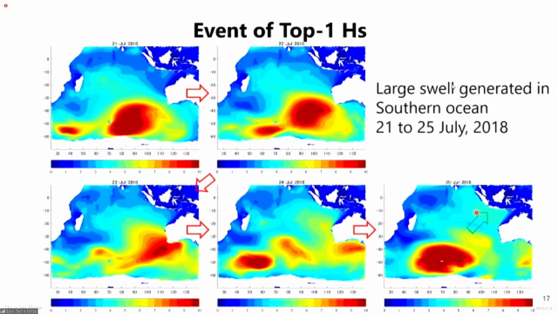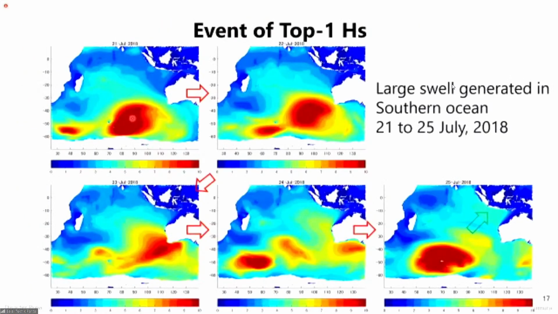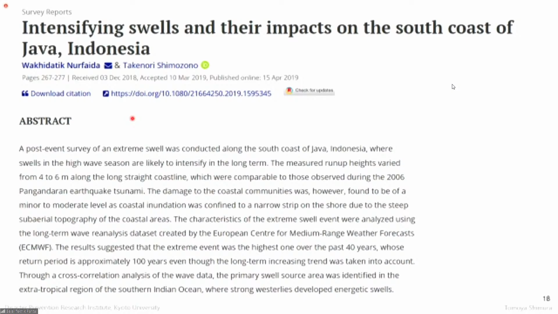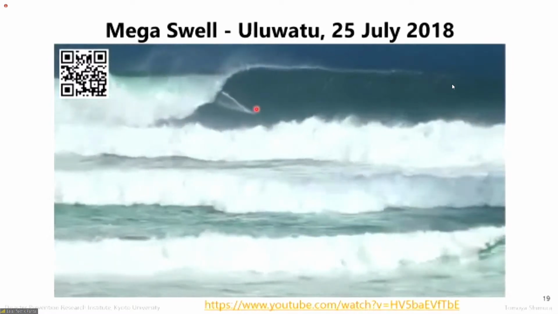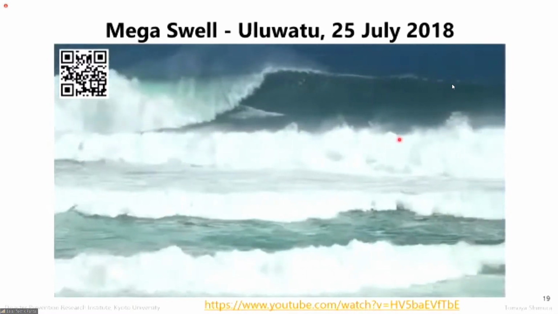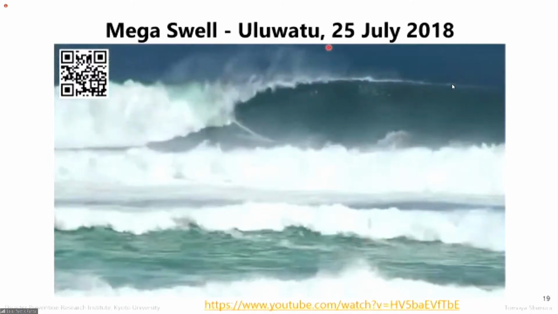There is a journal paper by Professor Shimozono at the University of Tokyo. He did a survey report on intensifying swells and impacts on the south coast of Java, Indonesia. That period is the same as our results. Also, Shimura Sensei found a YouTube video. Here is a surfer, so you can imagine how high this swell is attacking Uluwatu, Bali.